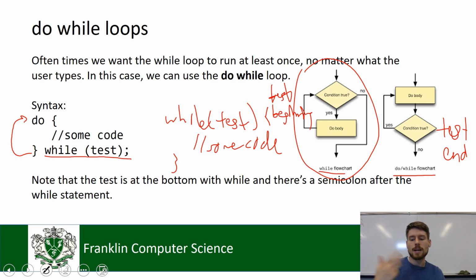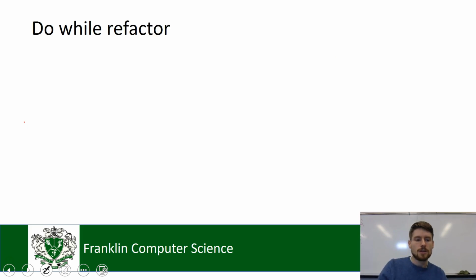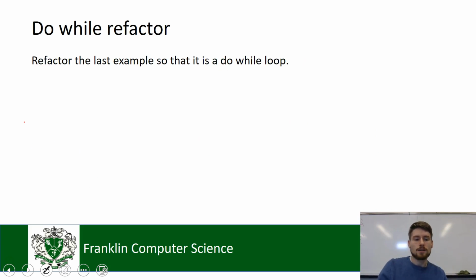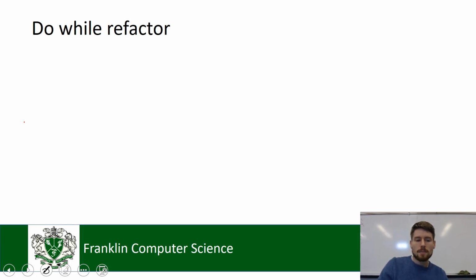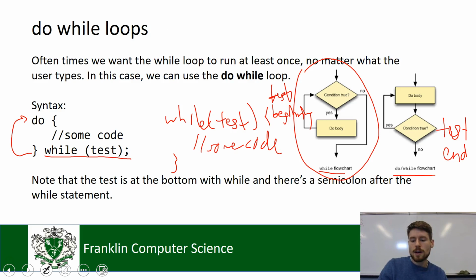So the do while is a nice way to handle always doing code once and maybe repeatedly doing it again, which is really what you do for input validation. You're always going to get input at least once and then repeat to ask again if they give you bad input. So let's refactor that last example so that it becomes a do while loop. Go ahead and think about it, and then I'll show you the answer. You might run into a compiler error.